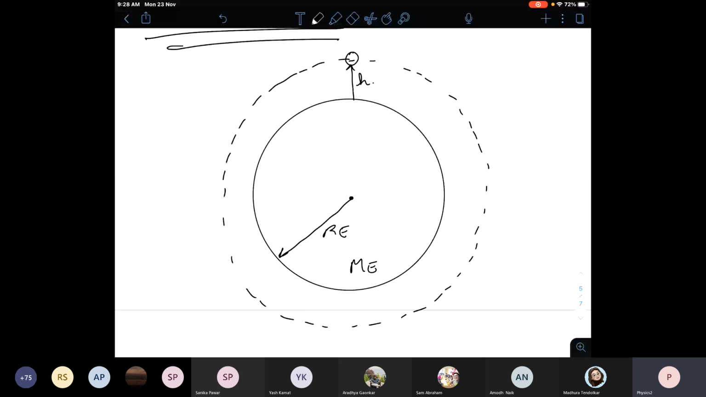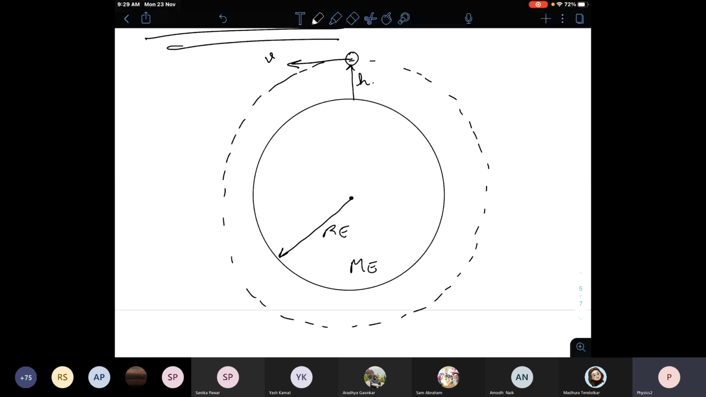Now, if the satellite is orbiting the Earth, it must have some velocity along the circular orbit. You know, it needs some velocity to keep moving in a circular path. Now we have to find the formula for this velocity. We need to calculate the formula for the velocity of a satellite at a height h from the surface of the Earth. So how can we do that?